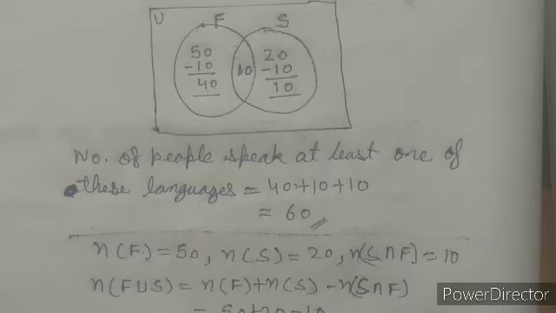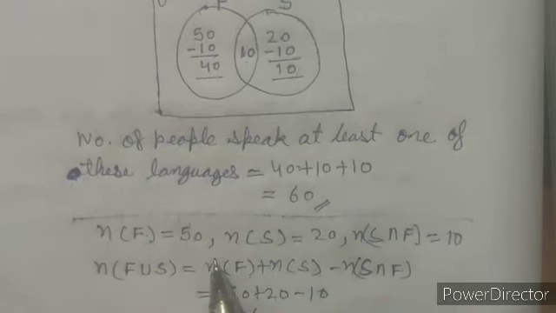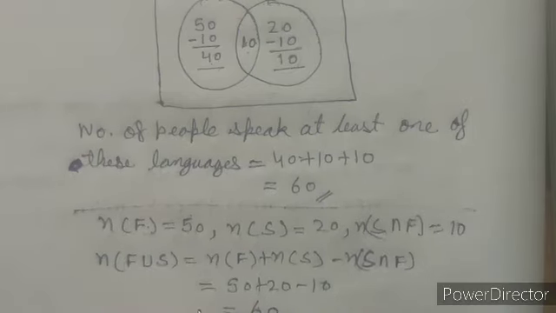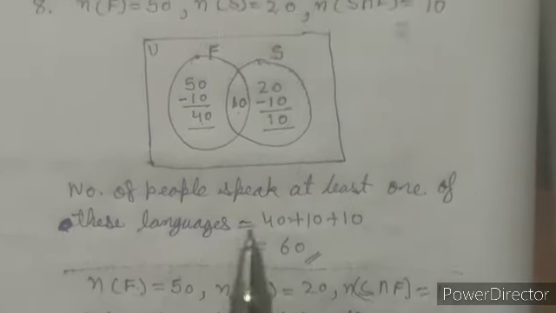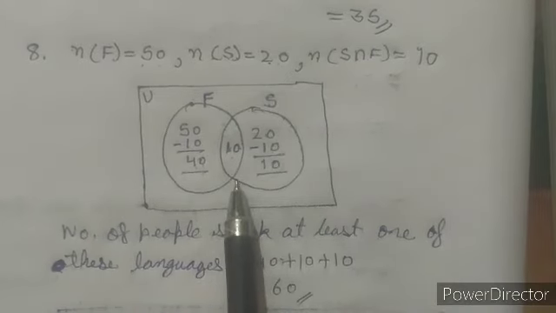So we can do this type of question either by directly using the relation between union and intersection of the sets, or by drawing the Venn diagram.